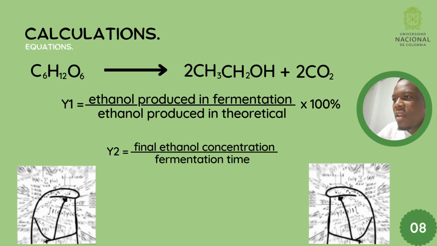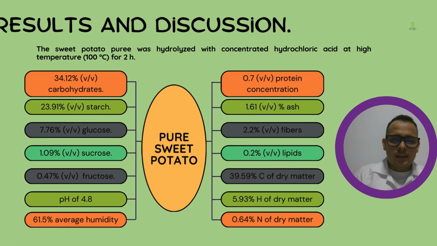It is calculated by dividing the final concentration obtained by the total fermentation time. Calculating this parameter is essential to optimize ethanol production, ensuring that the process is efficient and economically viable. In this way, we seek to maximize ethanol yield and improve profitability.